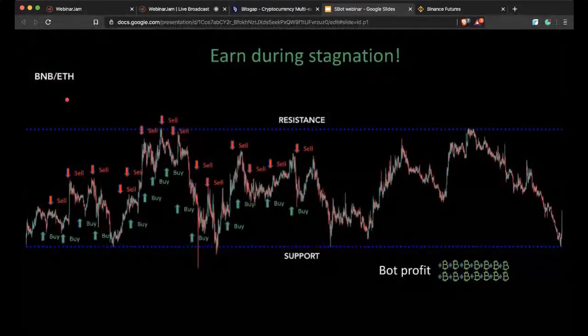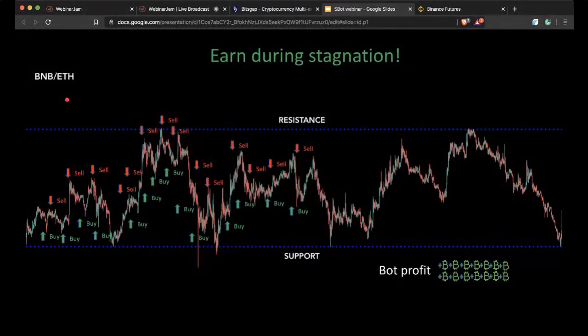So tell me, guys, how many of you are using the SBot or Classic Bot on the sideways market? I can see that there are some questions about the grid spacing and what else? Yeah, about the grid spacing.